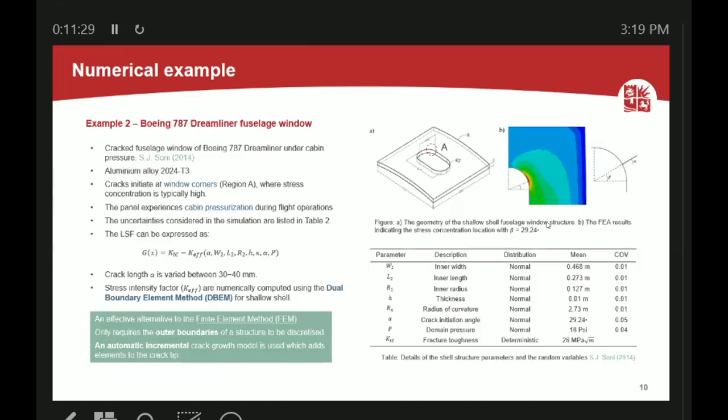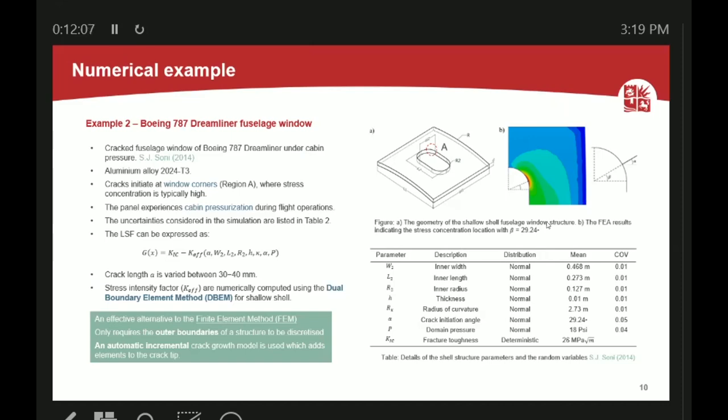So we look into this 787 Dreamliner fuselage window, and we assume that the crack is initiated from the corner of the window frame. We did the FE to give an overview of the initiation location with the direction of the crack propagation. And these are the prior knowledge on the variation associated with the design parameters. Our limit state function is written in terms of stress intensity factors. Once we exceed the threshold toughness, then we will have failure.